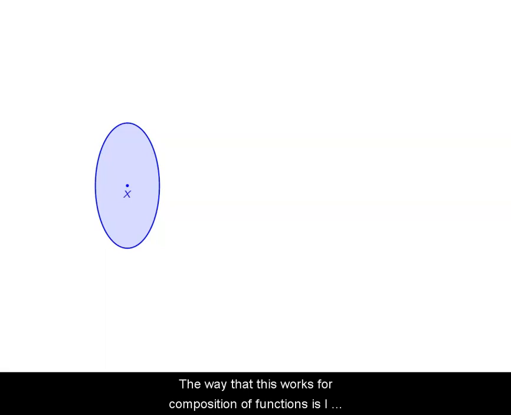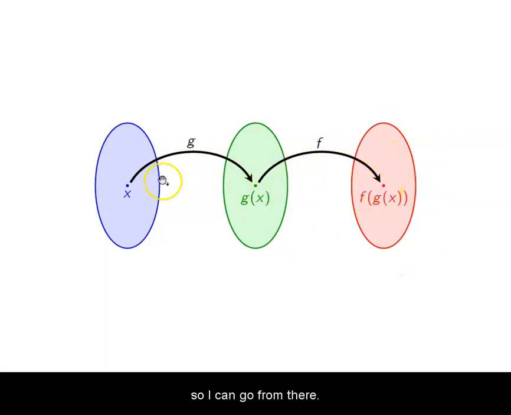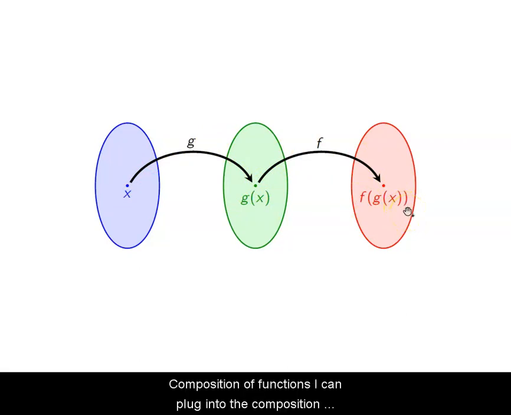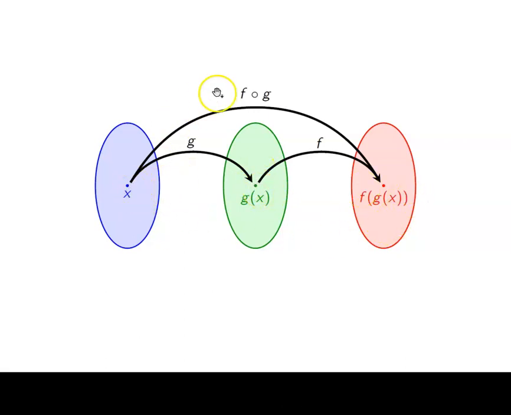So the way that this works for a composition of functions is I have a domain for some function, and I can go from x to the land of g by the function g. And then I can go into the land of f by a function f. So I can go from x to g of x and then plug g of x into f and get f of g of x. Or composition of functions allows me to do that with one singular function. I can plug x into the composition of f and g and get there directly. So that's visually what's happening, right? So this is a domain, this is the range for g, and this is the range for f. So if I want to, I can go from x to g, or if I want to get from x into f, I have to go into that composition of functions.